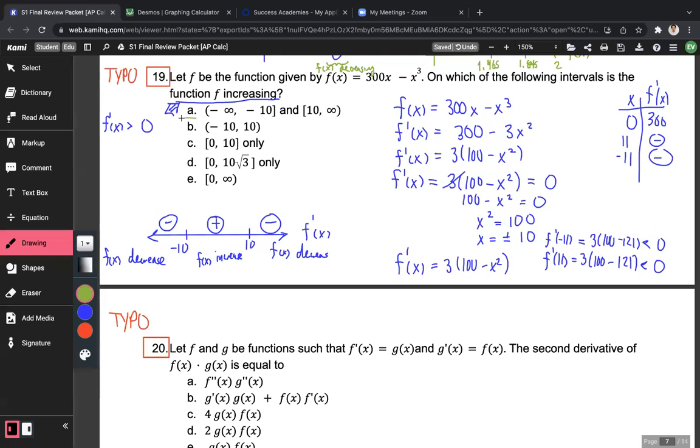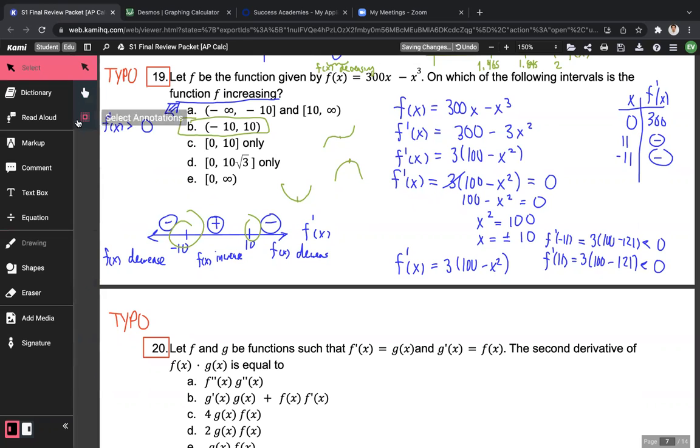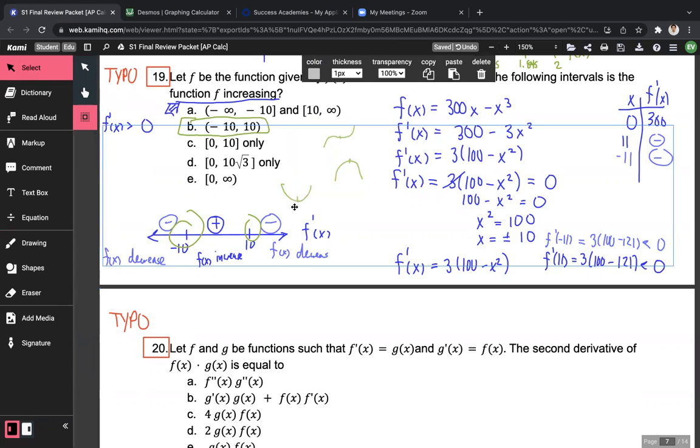Now, on your paper, answer choice B is the correct answer here, but on your paper, I believe it shows square brackets, and those are wrong because I don't want to include these endpoints, because what is the derivative at negative 10 and 10? It's 0. We're not increasing if our derivative is equal to 0. Remember, the picture is always if our derivative is equal to 0, we either got a relative min or relative max or a saddle point. Never is the function increasing or decreasing when its derivative is 0. It's just stuck. It's the point before any of that changes.